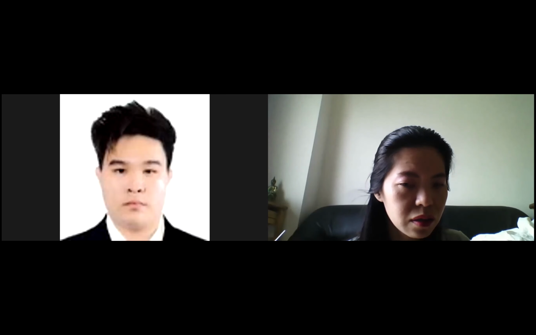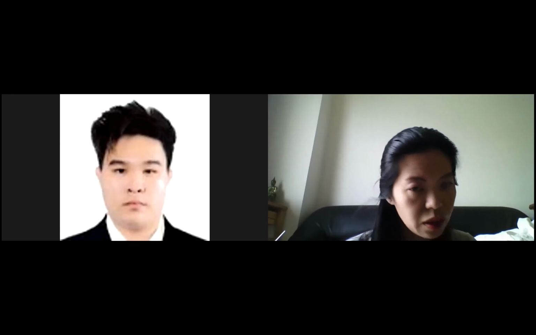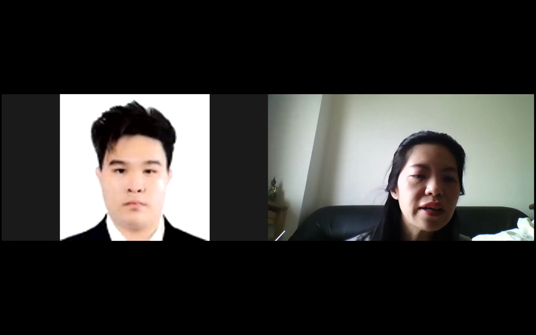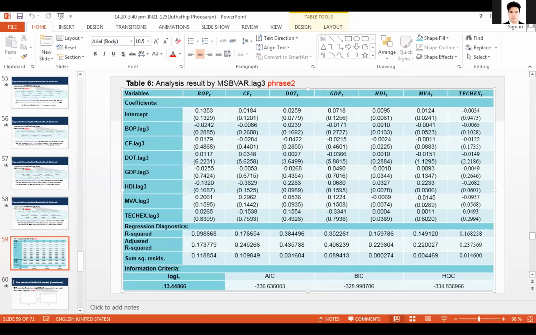R square, right? And adjusted R square. No. Do you mean this part? Can you share the screen right now, or you cannot? I cannot. Yeah, this table. You see the parentheses under the coefficients. What are they?